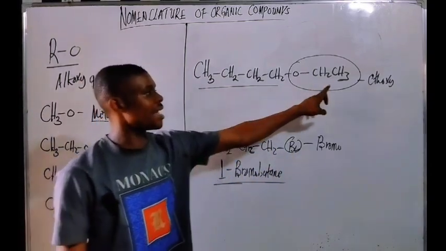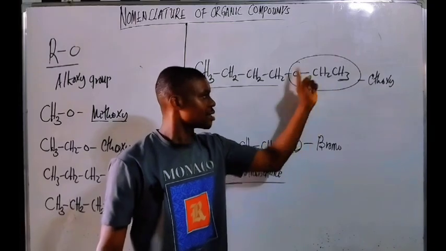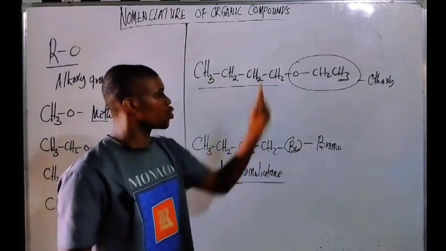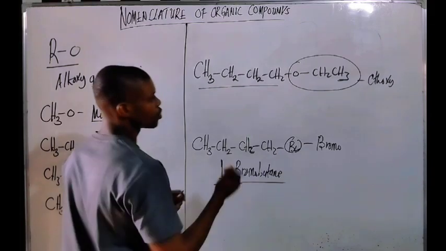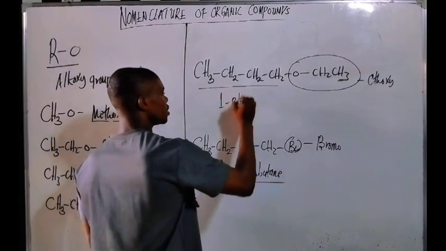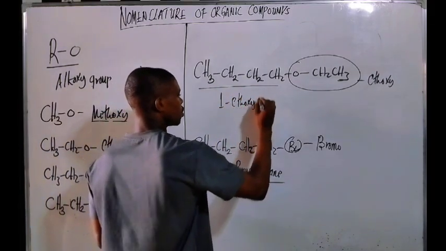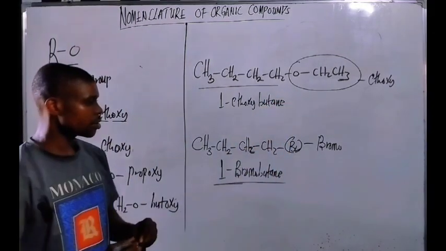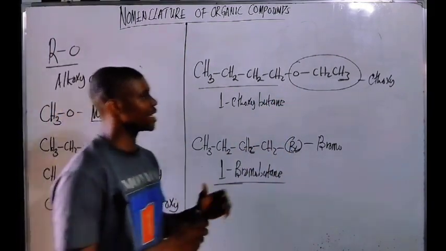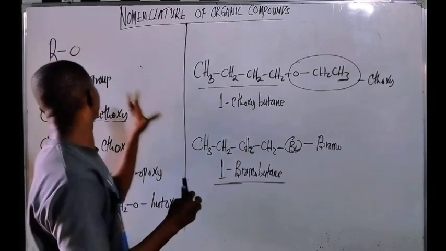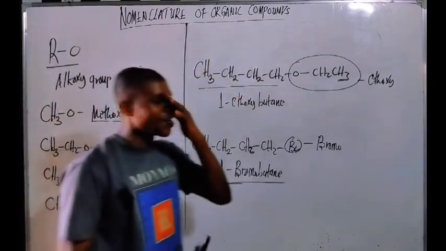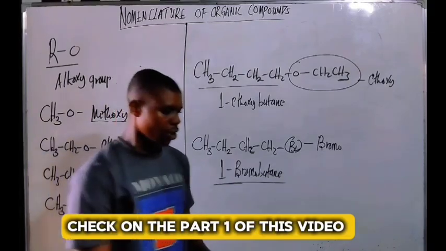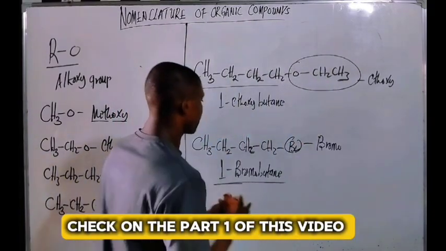Now, this one here is a substituent, so I call it ethoxy. Because it is carbon number 1, it's going to be 1-ethoxybutane. That is it. So when you have the ethyl group here, you can name it as an ethyl or alkoxy group. Now let's take another example.